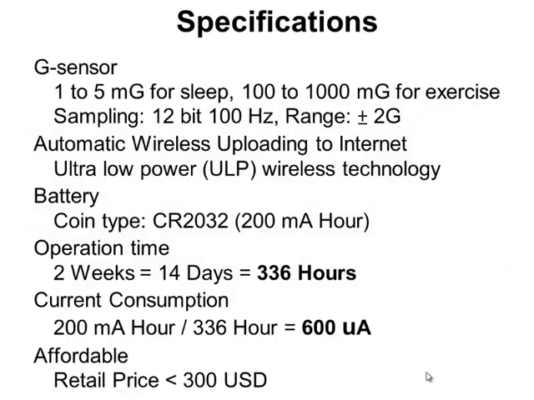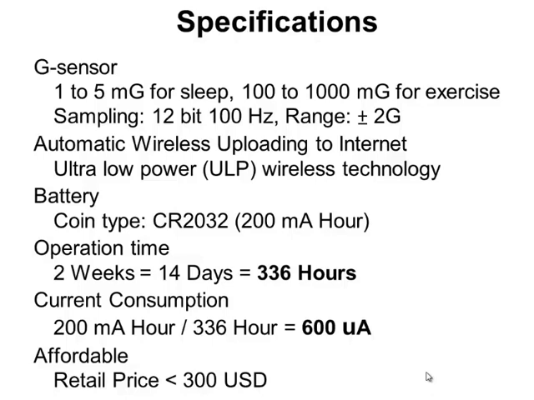So the major specification here is the G sensor. For the sleep research, the movement is very small. So we must have a very sensitive G sensor that can detect 1 mini G. But for the exercise part, the movement is much larger. So we use the larger scale, for example, 100 to 1,000 mini G for the exercise.